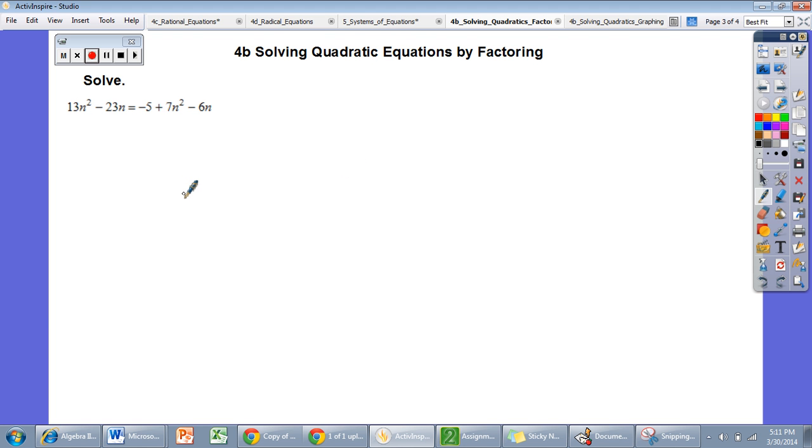All right, again, what's important with this quadratic is that we have to get it equal to 0. We have to get everything over to one side before we can factor it. So I'm going to start by subtracting 7n squared. So I get 6n squared minus 23n is equal to -5 minus 6n. Okay, I'm doing each of these in separate steps. Then I'm going to add my 6n to both sides.